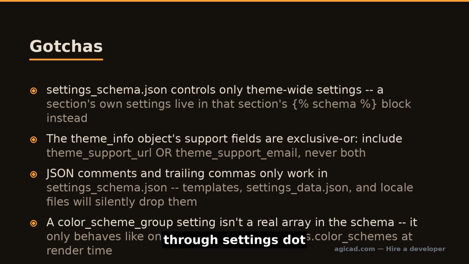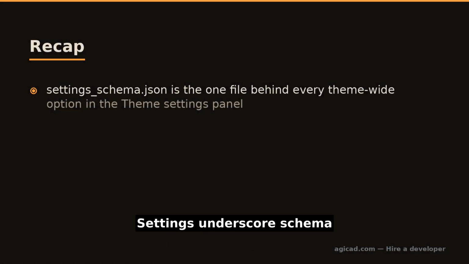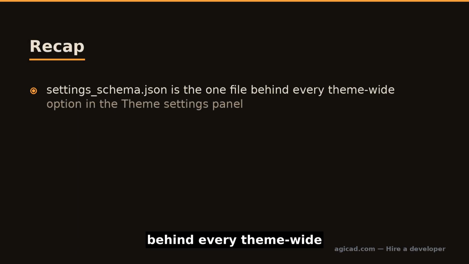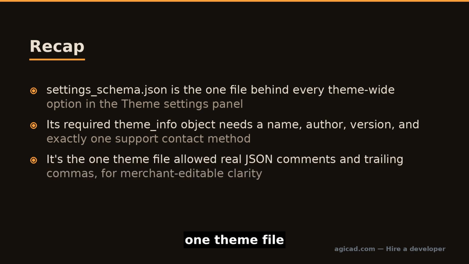Pulling it together. settings_schema.json is the single file behind every theme-wide option a merchant sees in the theme settings panel, separate entirely from section and block settings. Its required theme_info object needs a name, an author, a version, and exactly one support contact method, never both. It's the one theme file Shopify allows real JSON comments and trailing commas in, specifically because merchants and theme authors edit it directly.